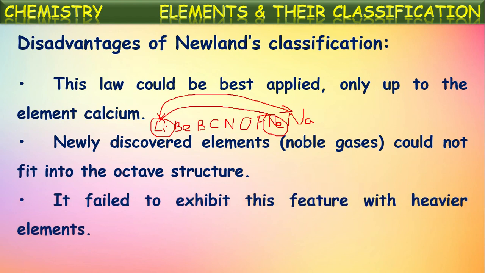It failed to exhibit this feature with the heavier elements, as we said in the first point. It is best applicable only for a few elements up to calcium. It is not applicable for the heavier elements. It does not fit the higher elements. So we can say these are the drawbacks by which this Newlands classification was discarded.